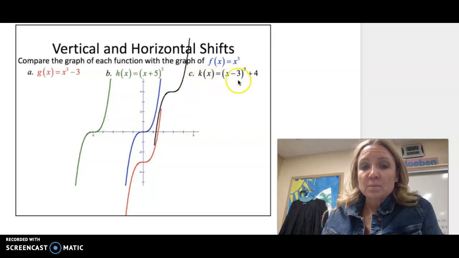And the last one in black, if you're going to have 3 right here, that's going to actually take this blue and move it 1, 2, 3 units to the right. But the 4 right here is going to move it up 4 units. 1, 2, 3, 4. So that's how you get from the blue to the black.